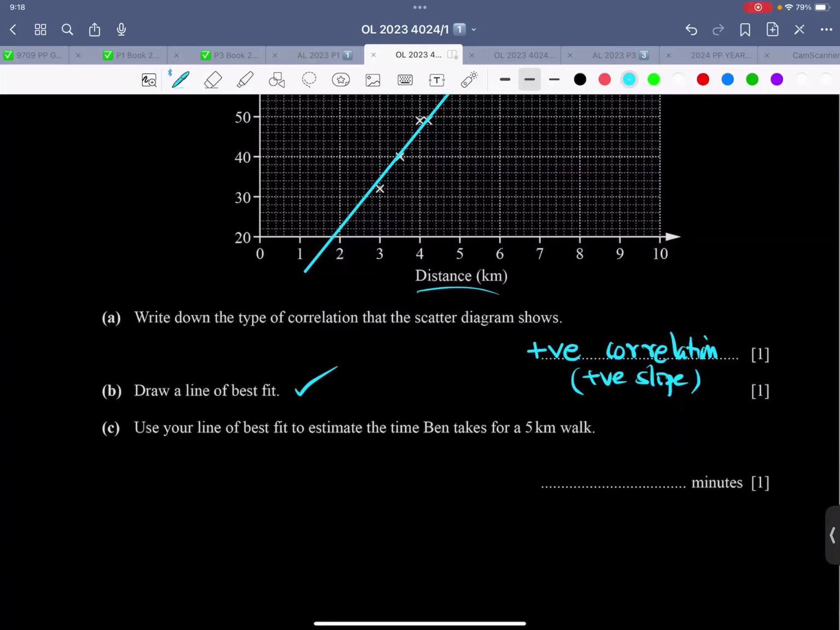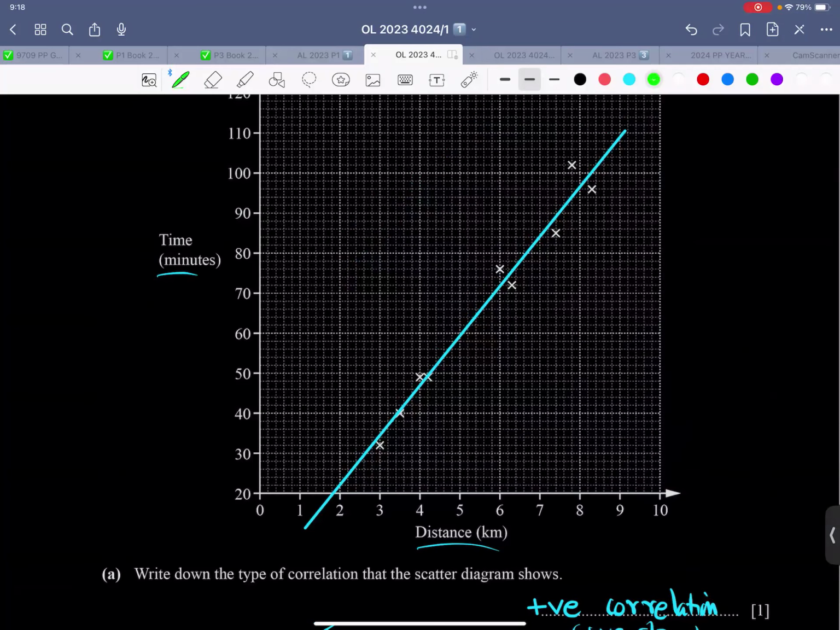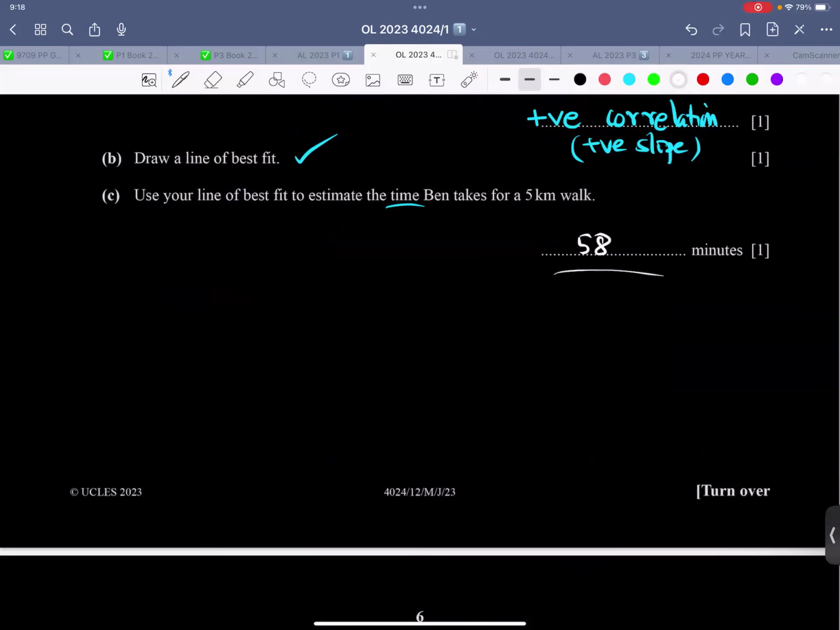Use your line of best fit to estimate the time Ben takes for a 5-kilometer walk. So for 5 kilometers, we go till 5, draw a vertical line like this, and then go left like this. And what time do I see? So this is 20, 30, 40, 50. Each small square is 2 units. So that is 58 minutes from the graph.